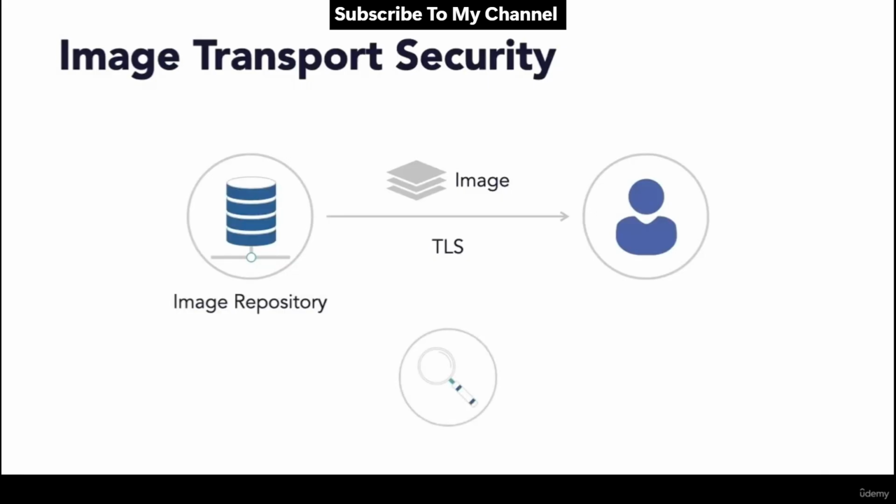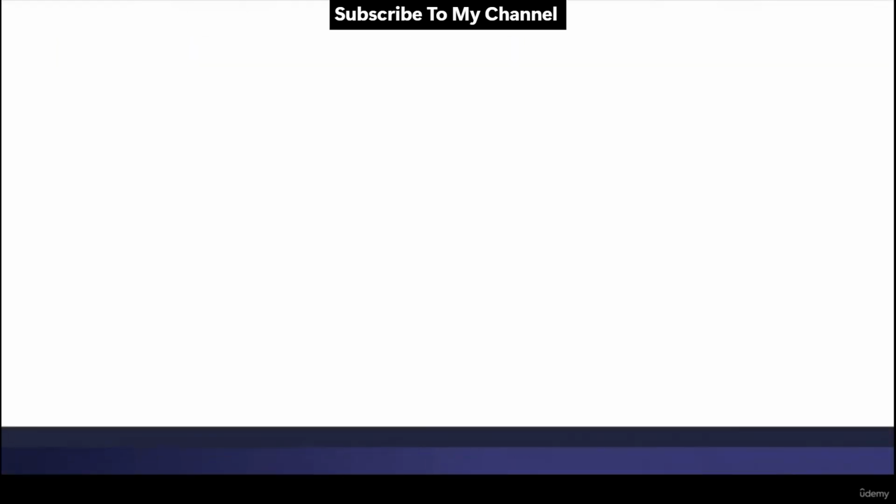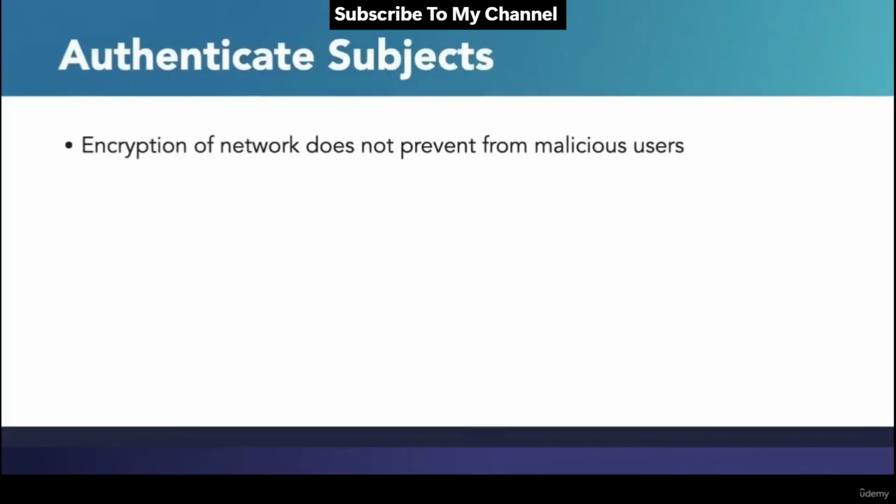Always encrypt the connection to the registry. Use the latest version of the TLS protocol. But will that be enough? Even if the connection to the registry is encrypted, that will not prevent a malicious user with extraordinary privileges from accessing the images in the registry. So allow only authenticated users and service accounts to access your registry. But that's not sufficient either.